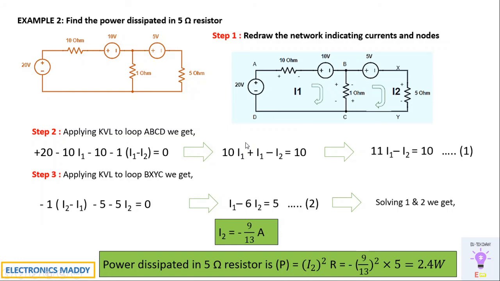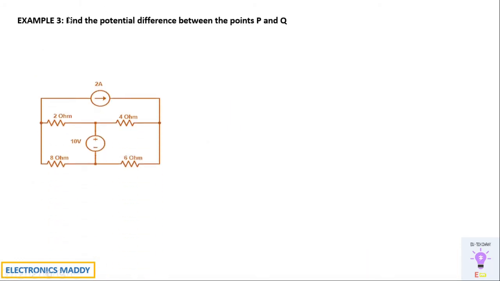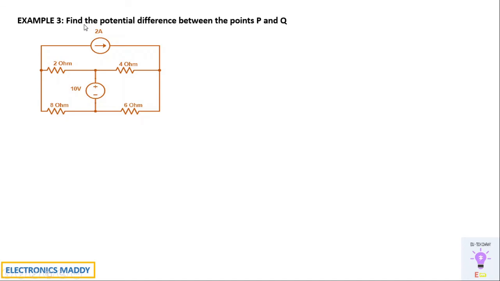We'll go with our next example, which is with respect to KCL. In this problem, this is a very different problem, to be honest. Find the potential difference between the points P and Q is the question. The points P and Q are nothing but these 2 points. I've not indicated it over here, however, I'll be redrawing it and showing it. So redraw the network indicating currents and nodes. That is always our first step.